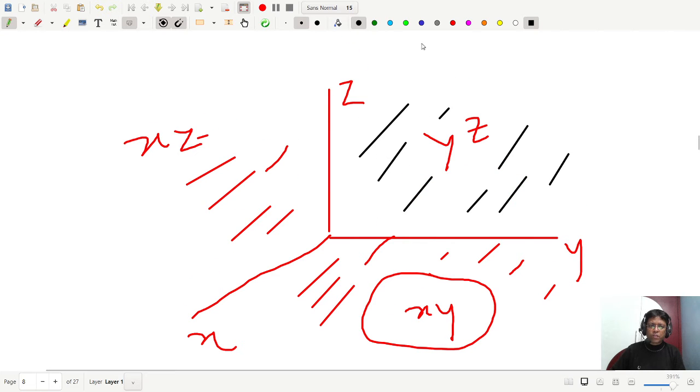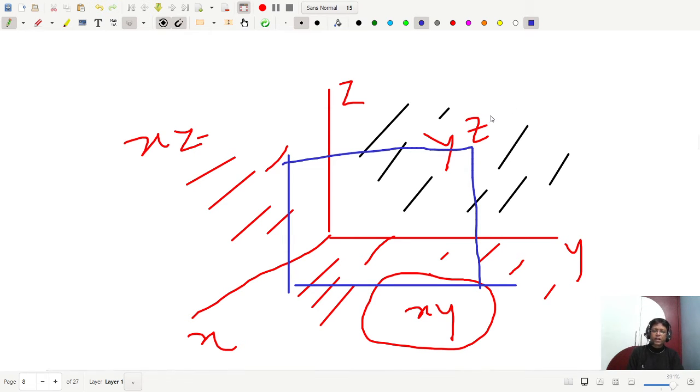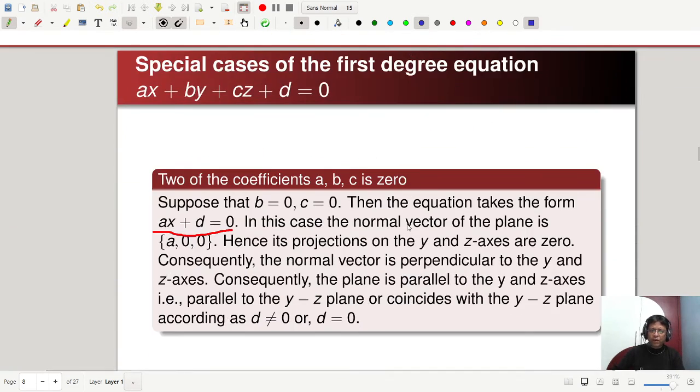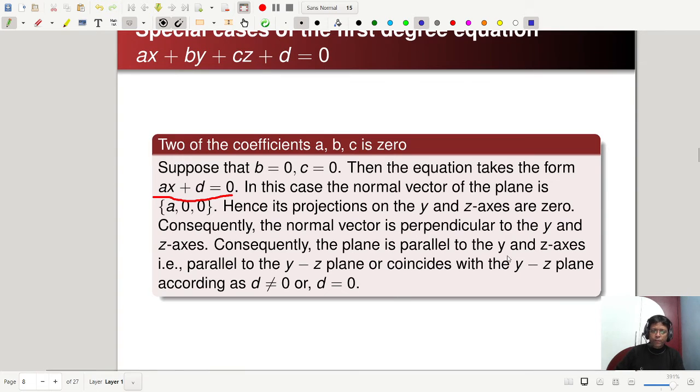So this is your yz plane, and this new plane will look like this. This blue marked area is the plane parallel to the yz plane. It's just like a wall. It's another wall. You are putting an artificial wall after the yz plane. So that will represent a plane parallel to the yz plane.